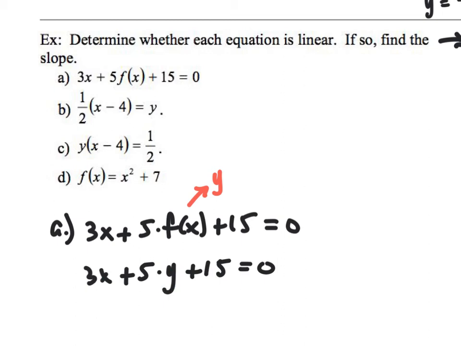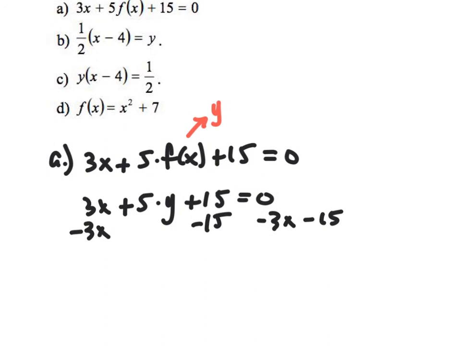I'm going to subtract 3x from both sides. Okay, and move that over. So minus 3x minus 15. So as a result, we get this. We get 5y is equal to negative 3x minus 15.